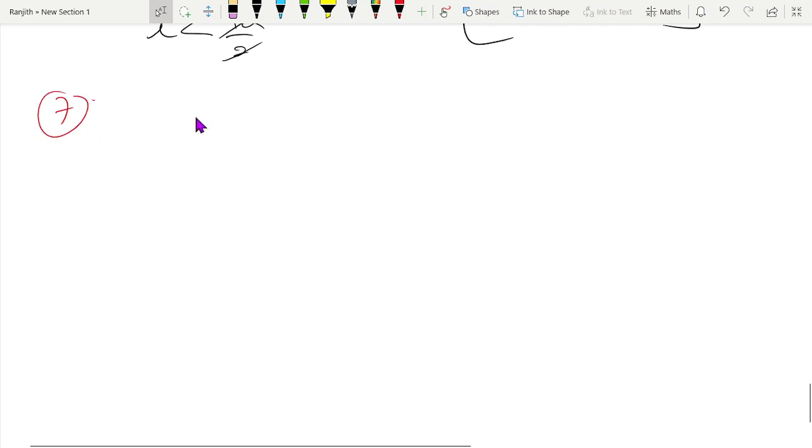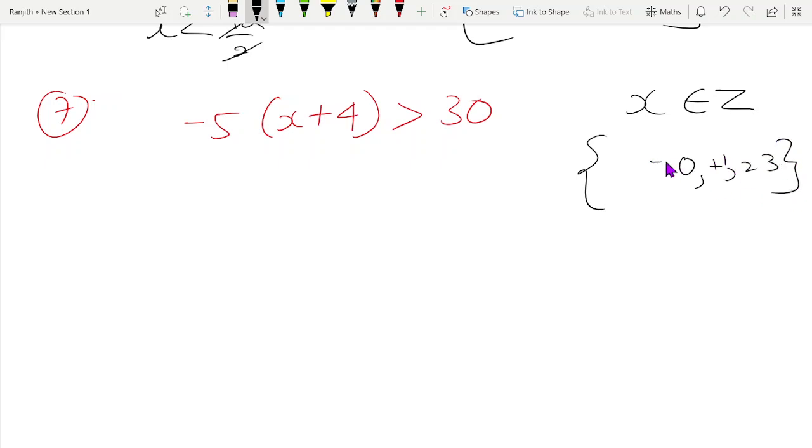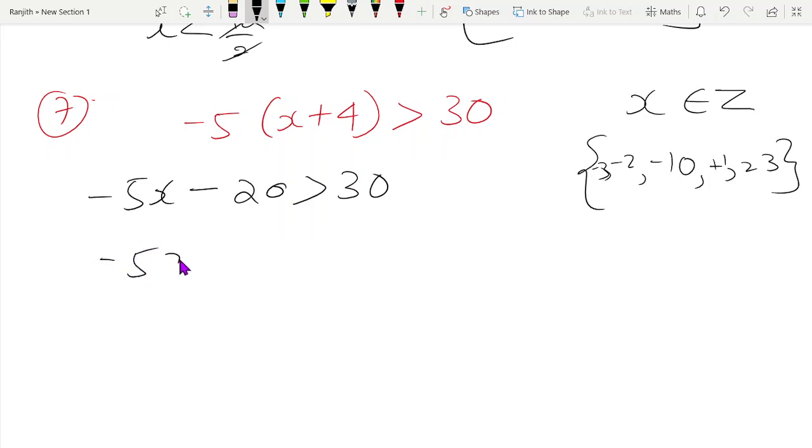Okay, seventh question. Look, I'll just write the numbers, students. You all write the sets later. So how do you frame this? How do you find the value of x when a bracket is given? Open the bracket. What do you get? x minus 20, where x belongs to integers. Integers can be 0, +1, 2, 3, and -1, -2, -3. So what's the answer for this? -5x minus 20 is greater than 30. So -5x is greater than what?